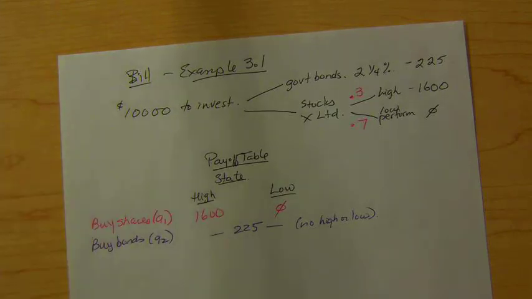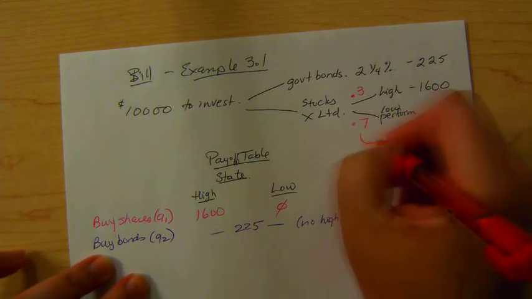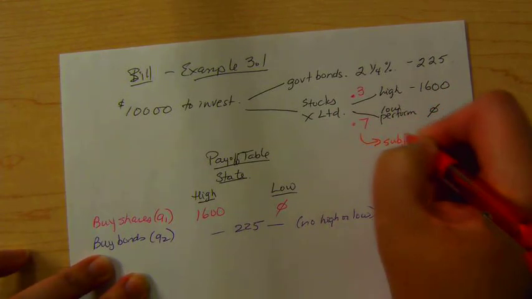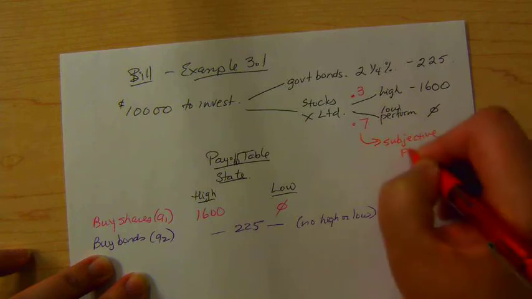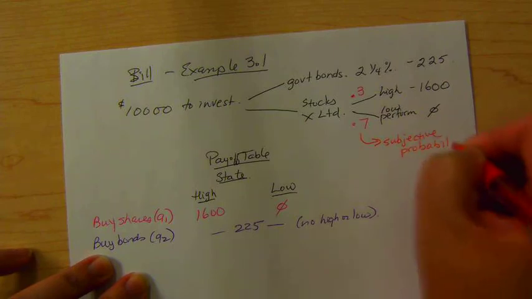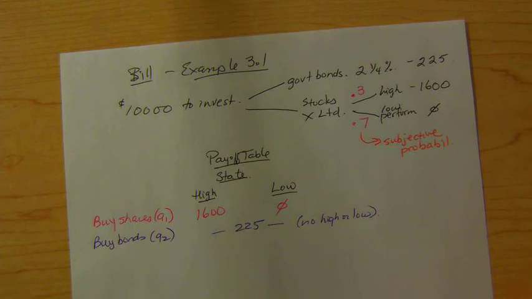So these are subjective probabilities. Okay? And an objective probability is like a flip of a coin. What's the chance you'll get heads? 0.5. Even if you flipped it 6,000 times and got heads, what's the chance to get a tail? 0.5. Assuming the coin is good. Okay?